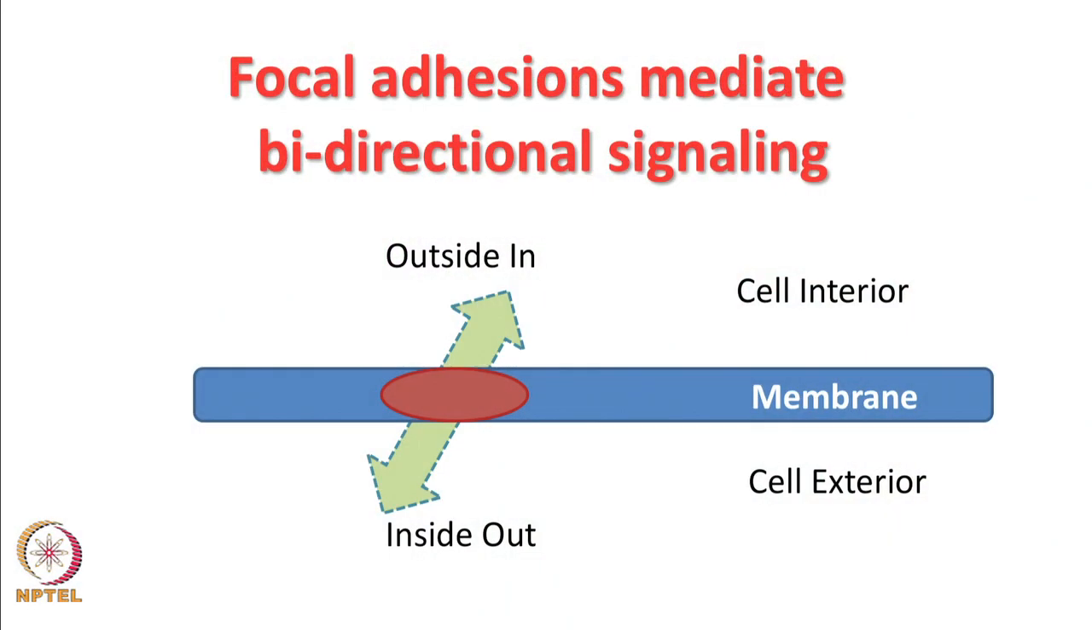Okay. So, focal adhesions mediate bidirectional signaling. In other words, you can have outside in, where the cell is pulling and transmitting information about the surroundings from the outside to the inside, or you can have inside out, in which the cell is probably pushing outside. Okay. In both these cases you have focal adhesions. So, it is perhaps not surprising, given the gamut of functions that these focal adhesions perform, that there are so many different proteins present within a focal adhesion.